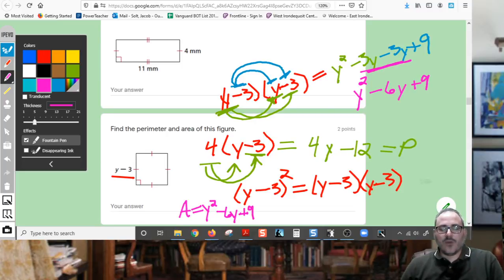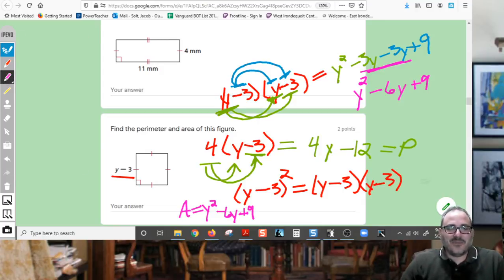And if you ever wondered where in the heck you could ever encounter a quadratic expression in real life, it could be when you have an unknown quantity and you're calculating area, right? An unknown quantity calculating area will give you that.